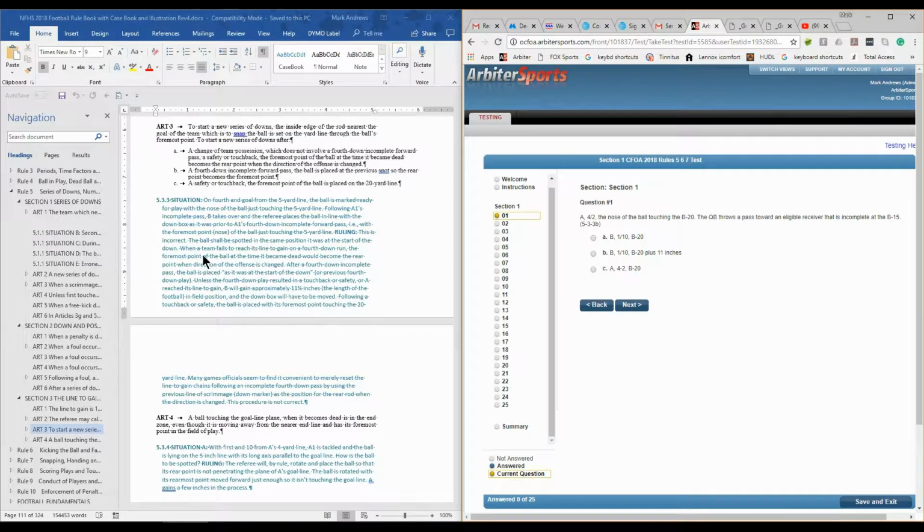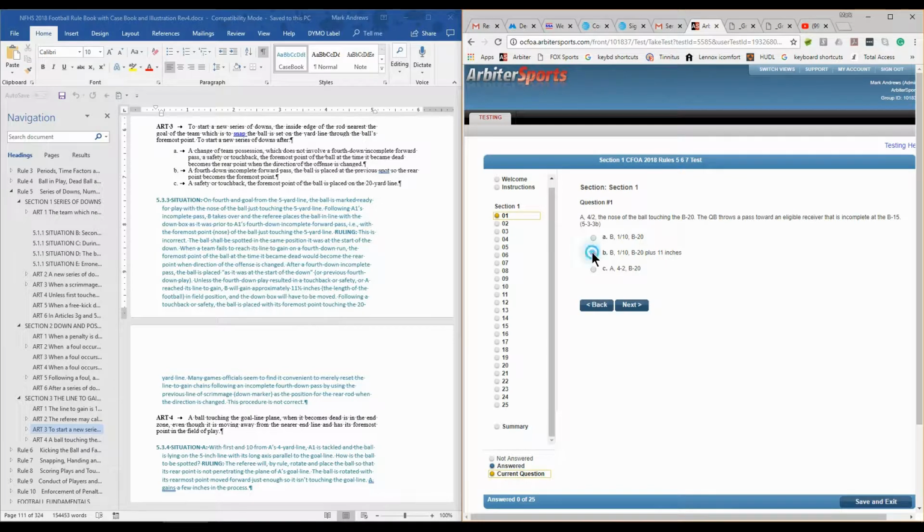The rule says that this is Rule 5, Section 3, Article 3. A 4th down incomplete forward pass, the ball is placed at the previous spot, so the rear point becomes the foremost point. So that means you're gaining 11 and a half inches when we respot the ball. So the answer to this question is B.